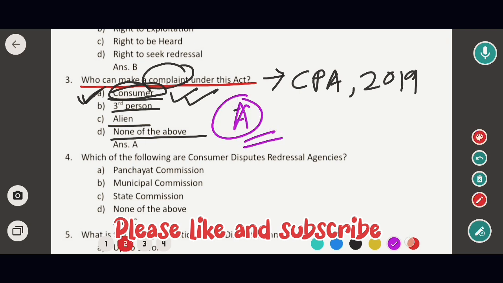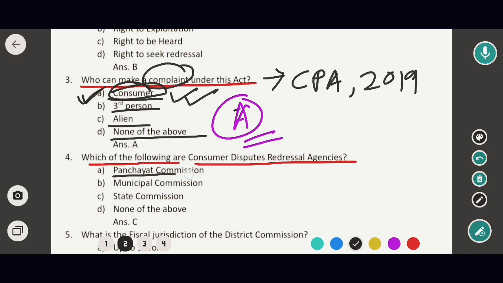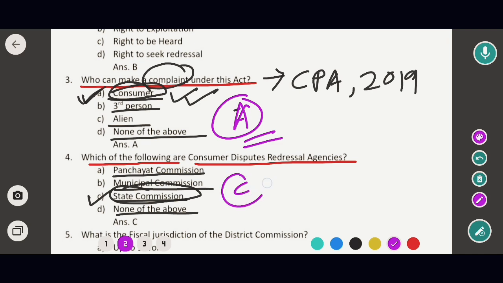Okay, so now moving to the next question. Which of the following are the consumer dispute redressal agencies? Options are Panchayat Commission, Municipal Commission, State Commission and none of the above. The correct option would be option C, that means State Commissions are the consumer dispute redressal agencies. So option C would be the correct answer.